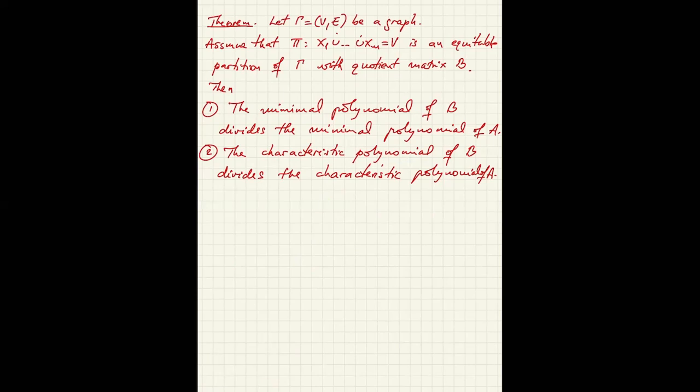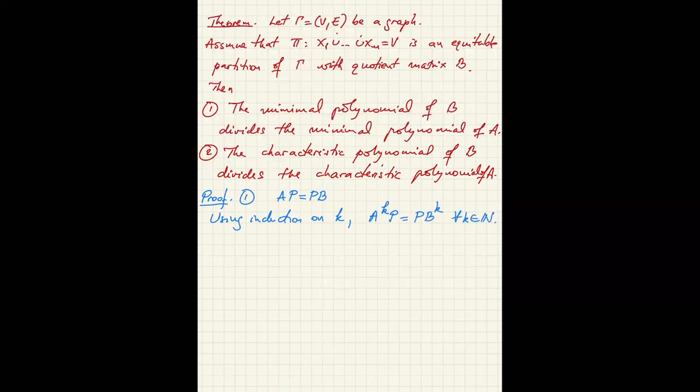Okay, so let's prove this. We'll do the first part, which is a bit easier. Because we have an equitable partition, we know that AP equals PB. Now I'll leave it to you to show that if you use induction on k, you can prove that A to the k times P equals P B to the power k for any natural number k.